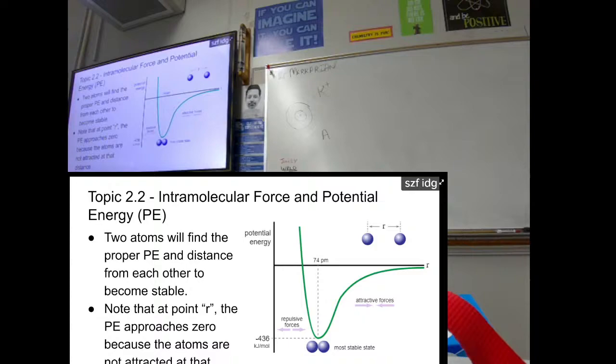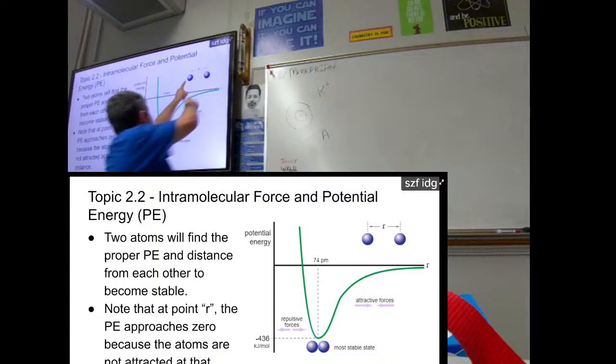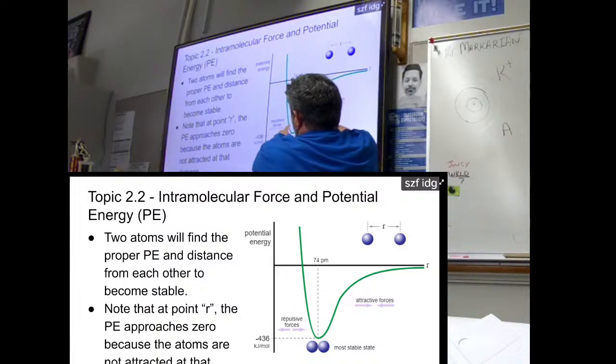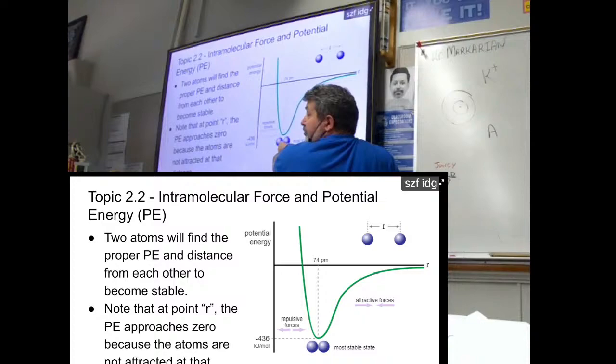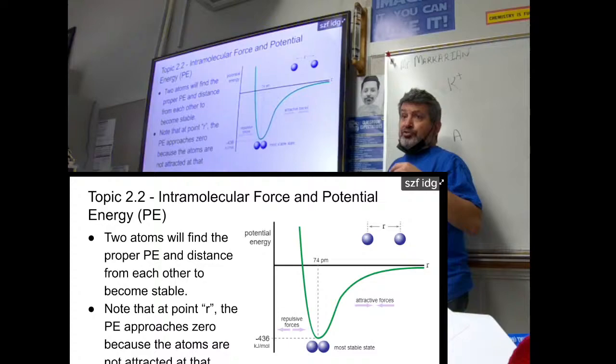Okay. So these two guys are hydrogens. When they're really far apart, they have high energy. But as they get closer together, the energy drops. And so for hydrogen, they get about 74 picometers from center to center, from nucleus to nucleus. It's a really small distance. Obviously, these guys are small in general. And it depends on the molecules.